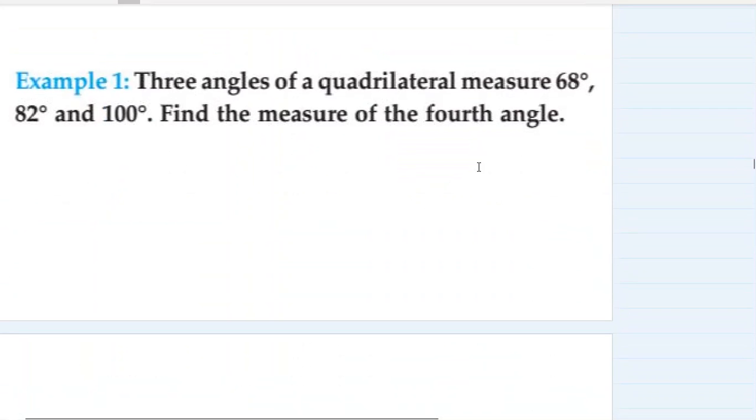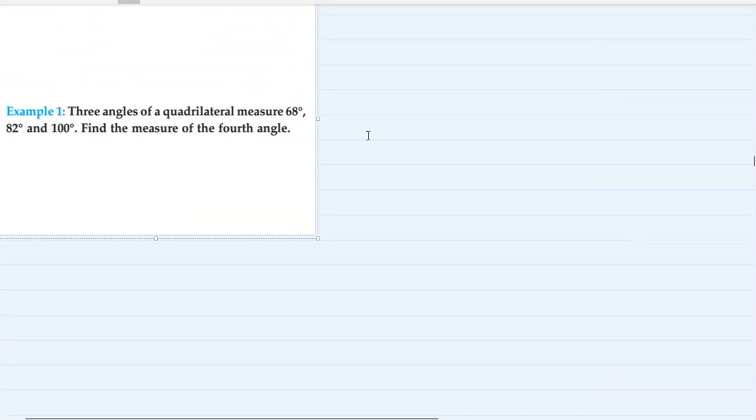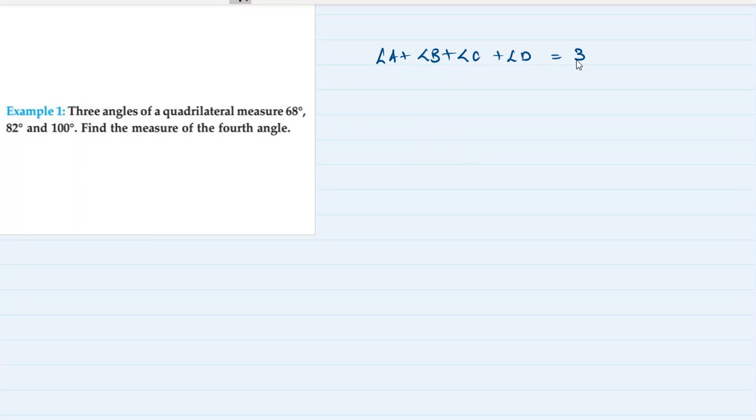ओके, अभी देयर आर एग्जांपल्स. लेट्स सी क्या है एग्जांपल्स. द वेरी सिंपल एग्जांपल्स बेस्ड ऑन एंगल सम प्रॉपर्टी. Three angles of a quadrilateral measure 68, 82 and 100 degree. Find the measure of the fourth angle. Okay, so बहुत easy है ये तो. So angle A plus angle B plus angle C plus angle D is equal to 360 degree. Angles sum property of a quadrilateral.